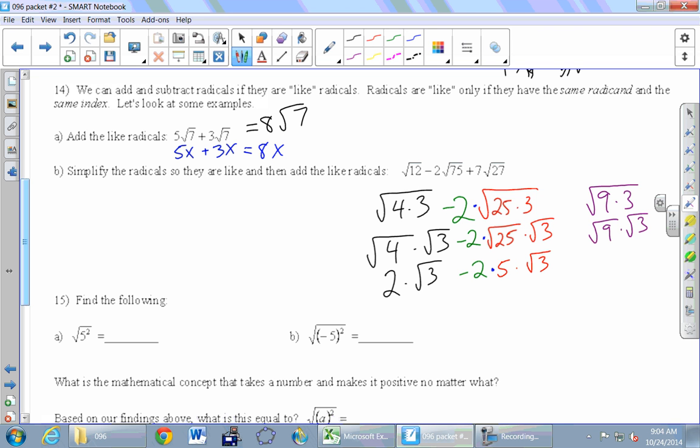Okay, square root of 9 becomes 3. Square root of 3 is sitting there. What did I not copy down? 7. So there's a plus 7 times radical 3.